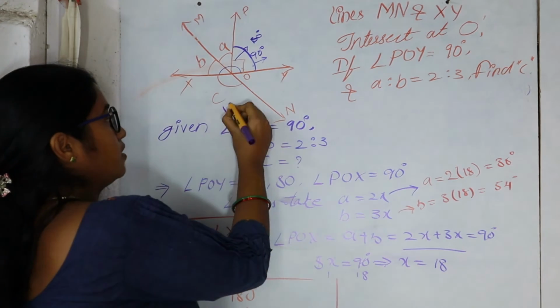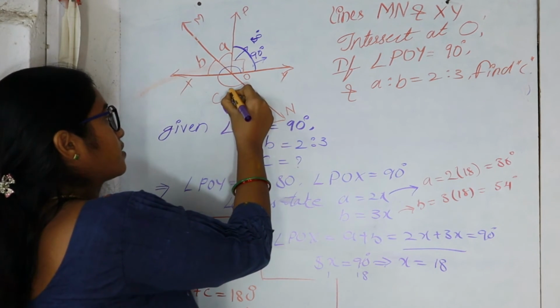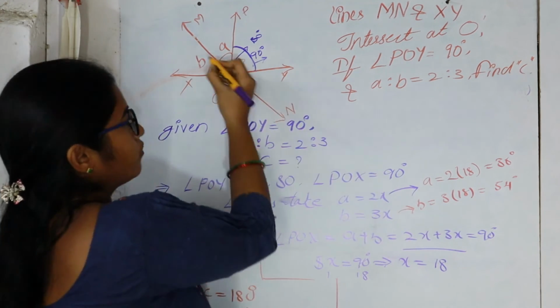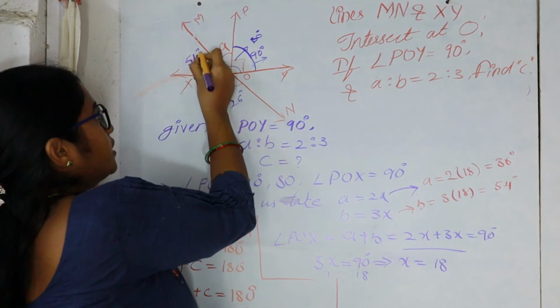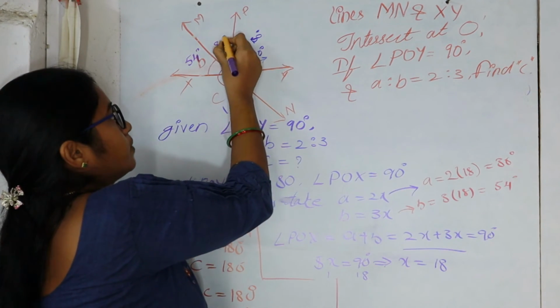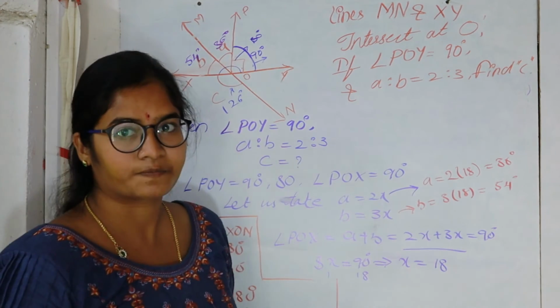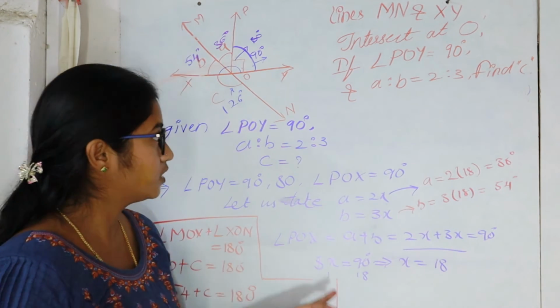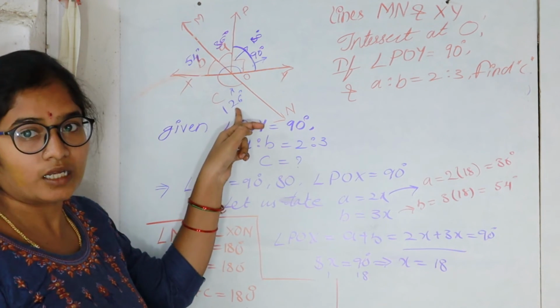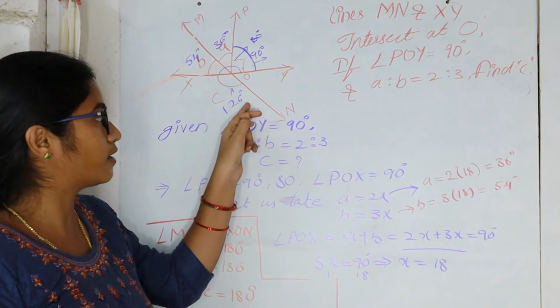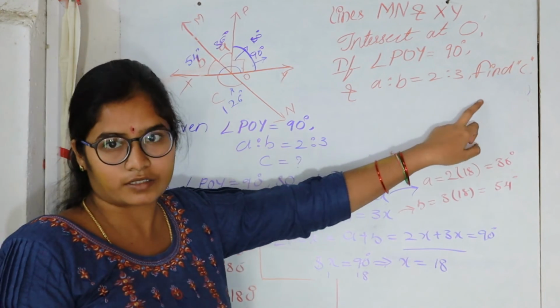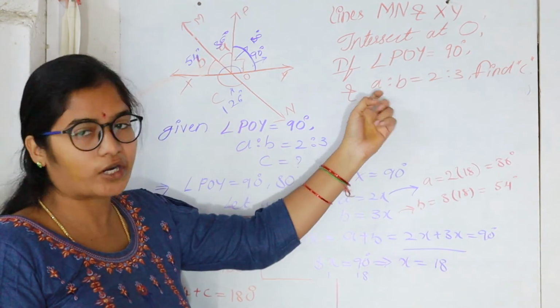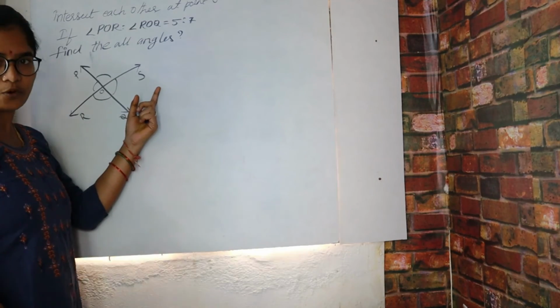Okay, angle C is 126 degrees, angle B value will be 54 degrees and angle A value will be 36 degrees. So from the given figure we have found all the angles A, B and C using this sum relation. Now we are going to solve another problem.